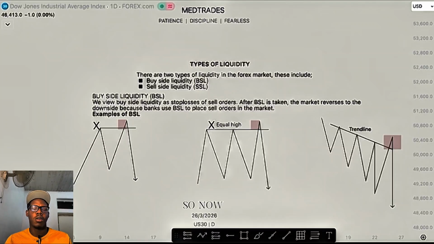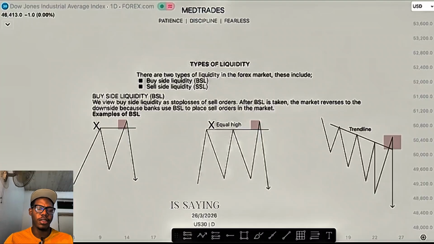So now there are two types of liquidity. We have the buy side liquidity and then the sell side liquidity. So on the buy side liquidity, we view buy side liquidity as stop losses of sell orders. After buy side is taken, the market reverses to the downward side because banks use buy side liquidity to place sell orders in the market.